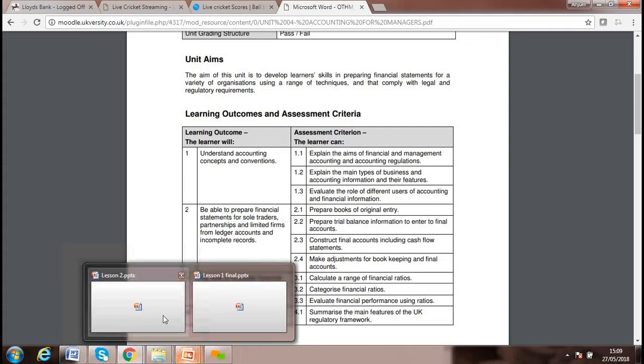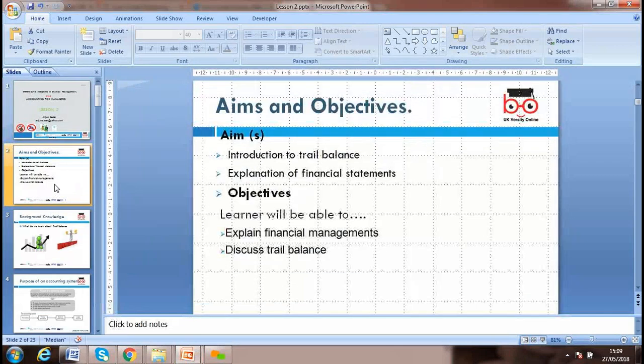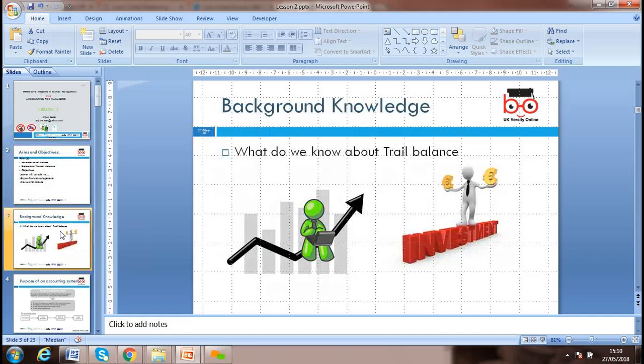So today's lesson is all about an introduction to the trial balance and an explanation of the financial statements, and I wish we all learn and prepare our financial statements. I'll send you the handouts as well so we can go through them. What is the trial balance? Have you ever heard what is meant by trial balance? Daniel, have you heard about it? I don't know. Okay, no problem.